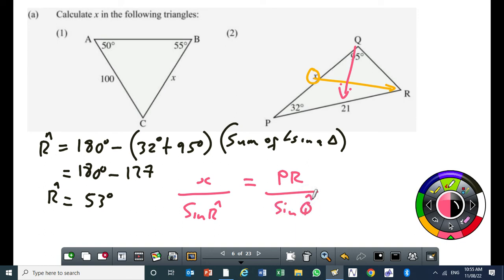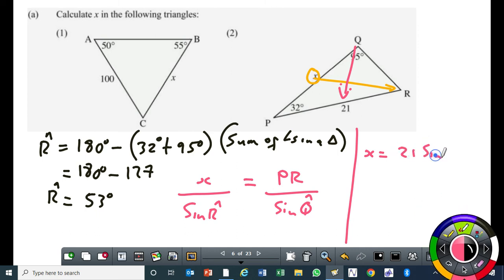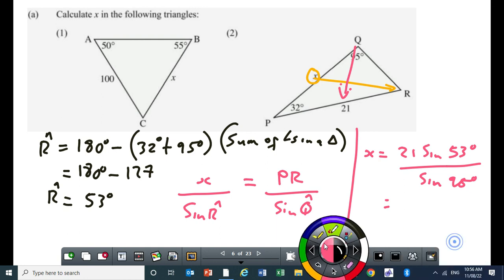Very straightforward. Then x will be equal to PR, which is 21, times sine r. I got it here as 53, so this will be 53 divided by sine of 95. What answer do you get? 16.84. Units. Then you answer.